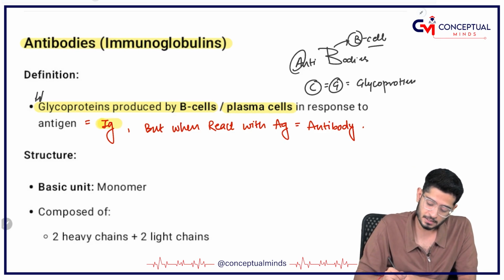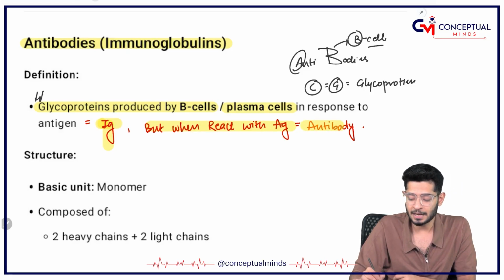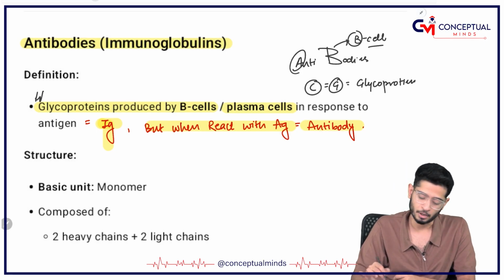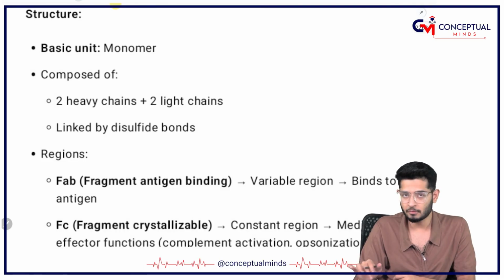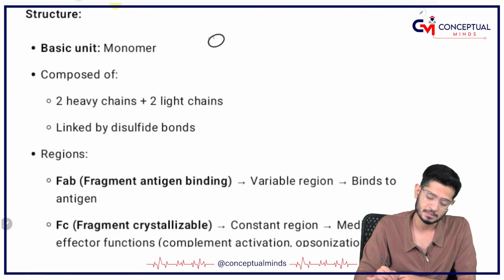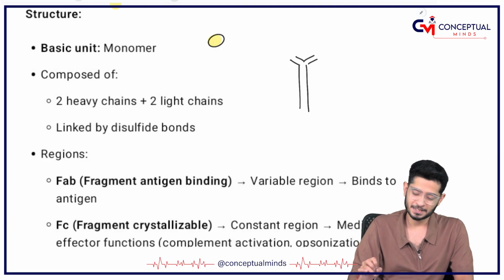Alright, then these are called immunoglobulins. But when immunoglobulins react with the antigen, then it is called an antibody. We have just now discussed that. Now, if you look at the structure of the antibody, remember the antibody is nothing but a monomer. The structure is like this.